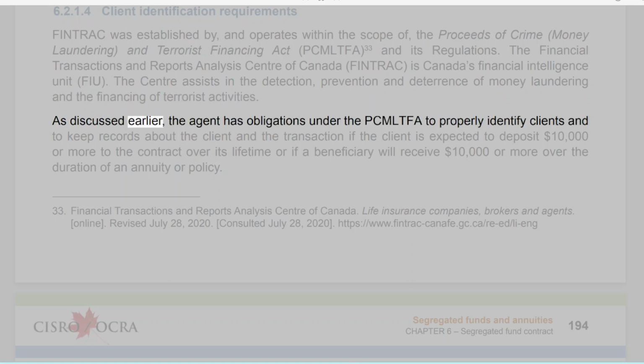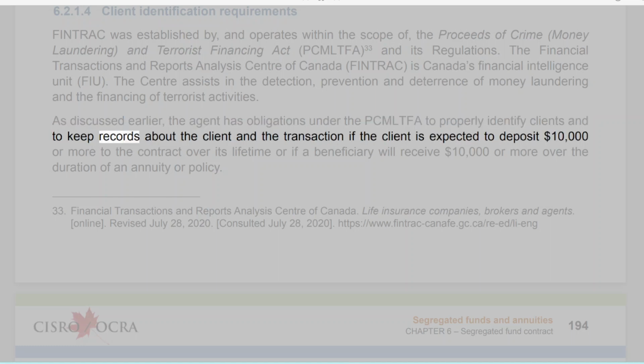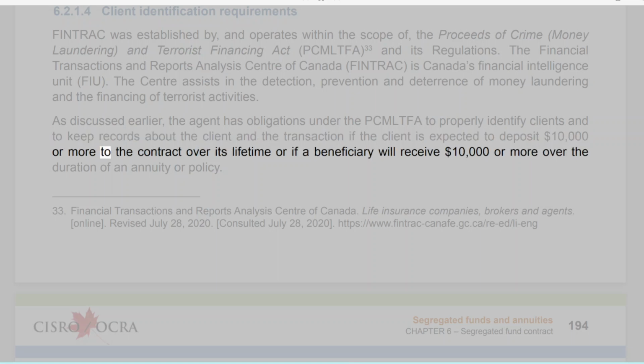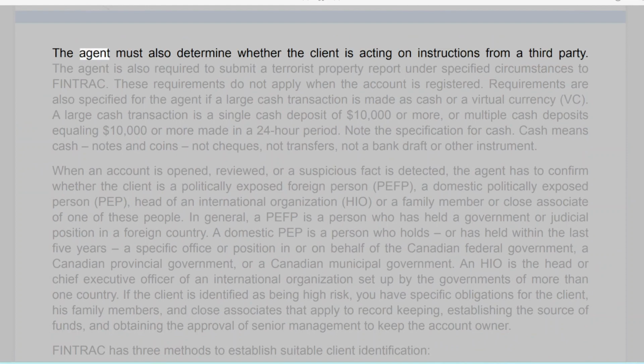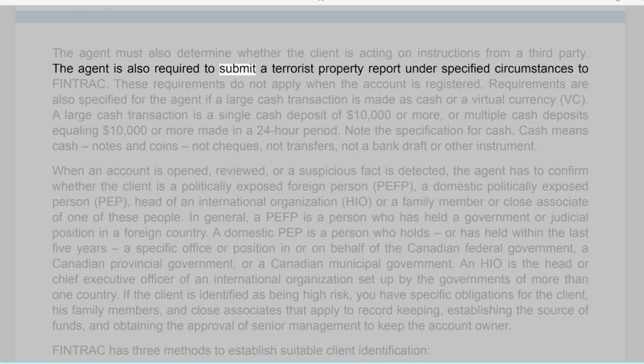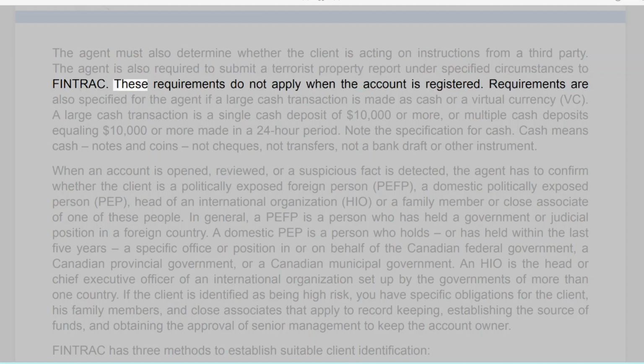As discussed earlier, the agent has obligations under the PCMLTFA to properly identify clients and to keep records about the client and the transaction if the client is expected to deposit $10,000 or more to the contract over its lifetime, or if a beneficiary will receive $10,000 or more over the duration of an annuity or policy. The agent must also determine whether the client is acting on instructions from a third party. The agent is also required to submit a terrorist property report under specified circumstances to FINTRAC. These requirements do not apply when the account is registered.